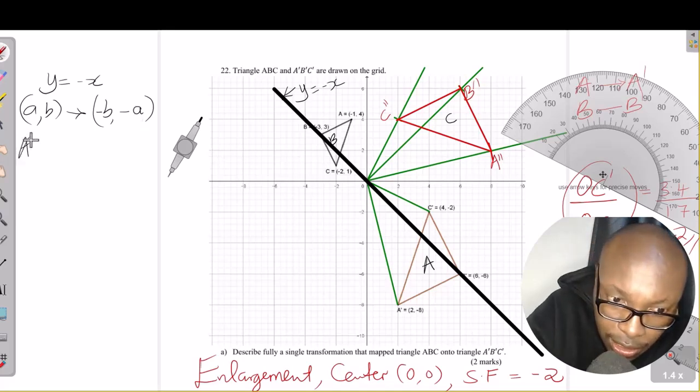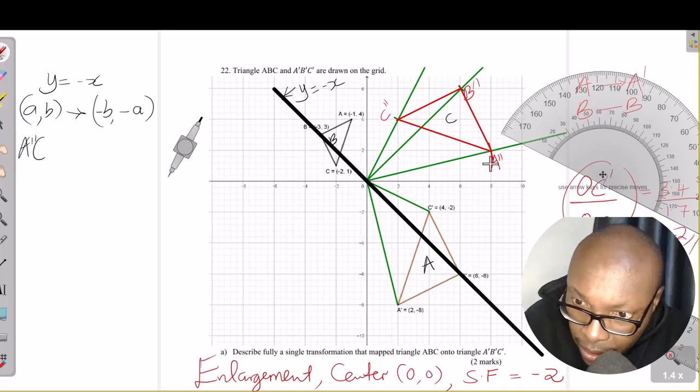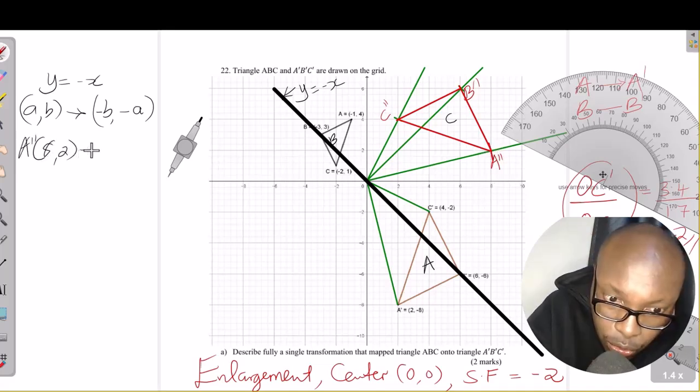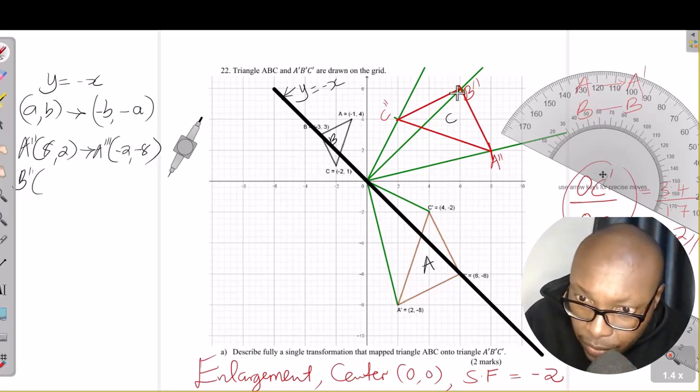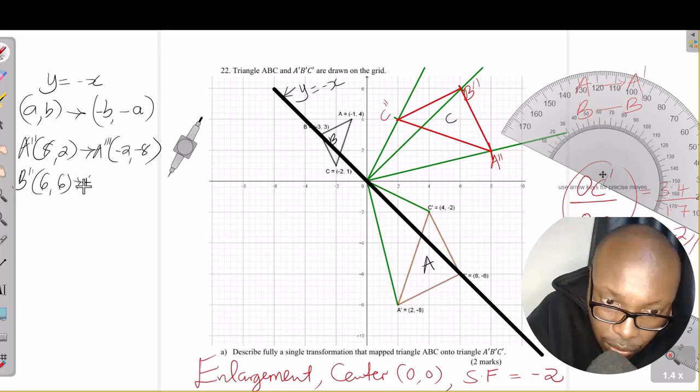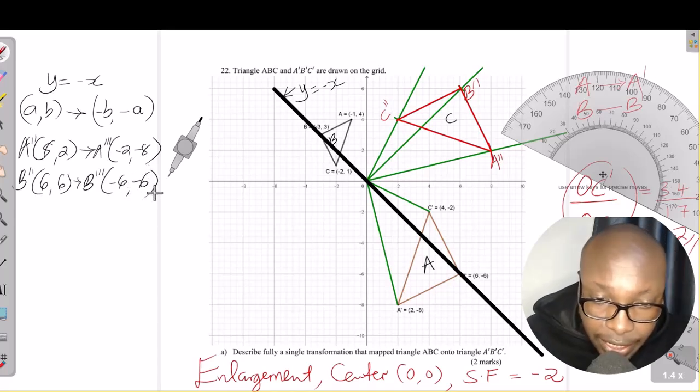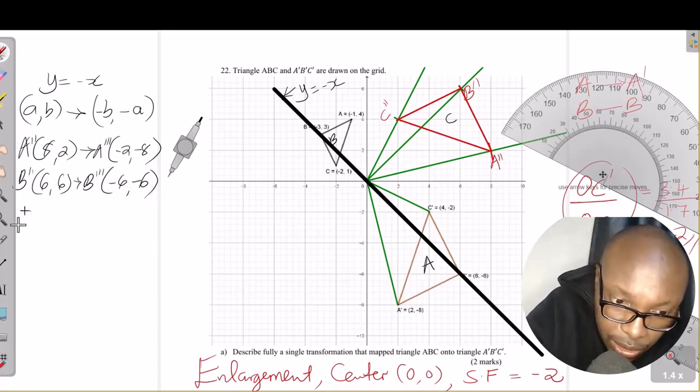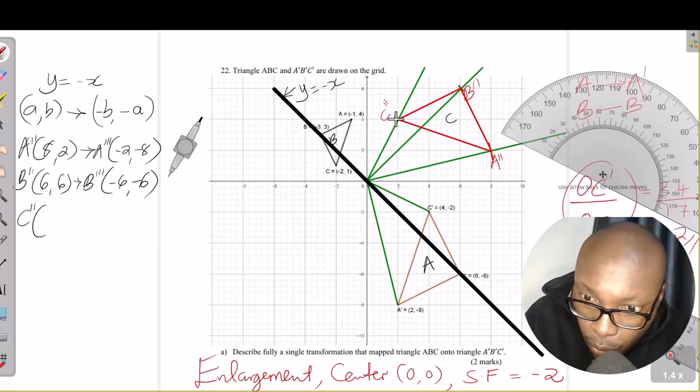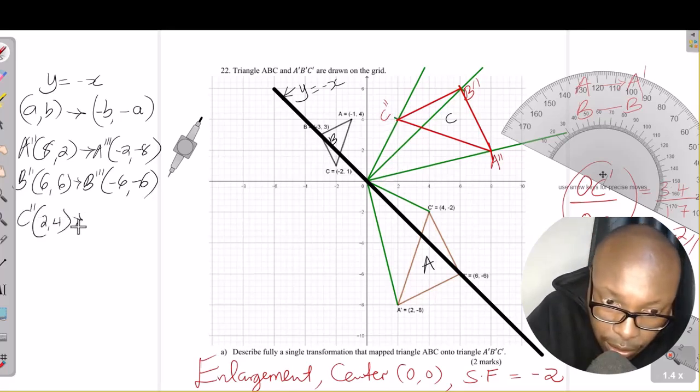So under that, A double prime is (8, 2). So that one becomes A triple prime, that becomes (-2, -8). Then for B double prime, B double prime is (6, 6). So that one B triple prime becomes (-6, -6). The points are reversed and they also change the signs. Then for C double prime, we have (2, 4). And that one becomes (-4, -2).